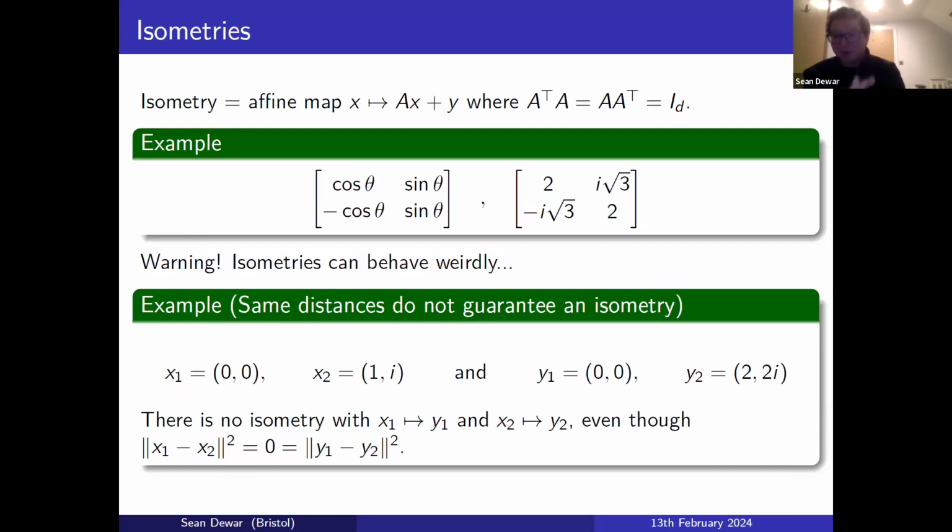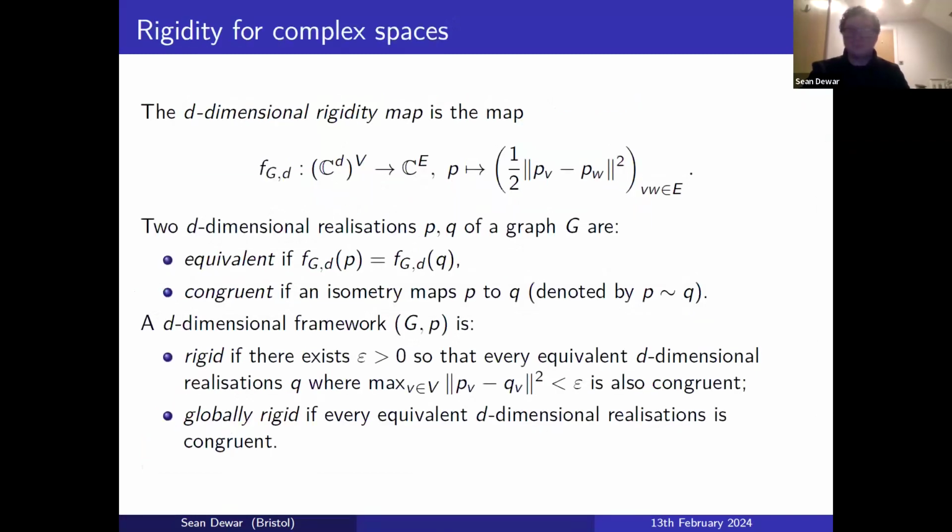Fortunately, this doesn't occur most of the time, and it doesn't occur if you have enough points. If you have a point set that is affinely spanning, this sort of weirdness can't happen. I just thought I'd mention it to be honest about how these things can be a little bit bizarrely behaved. Okay, right. So with that, I'm going to do rigidity in complex spaces.